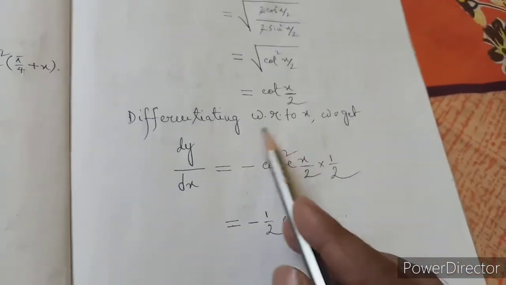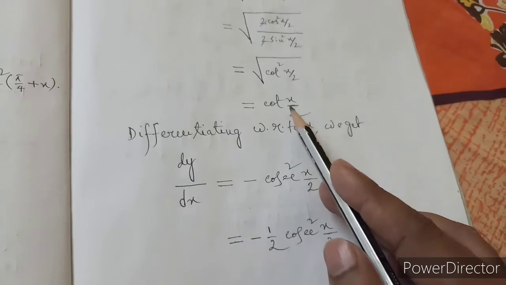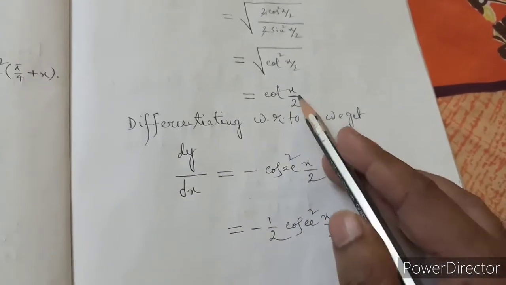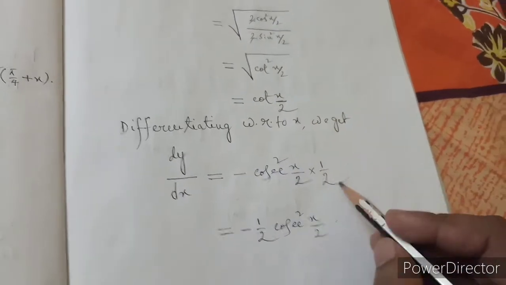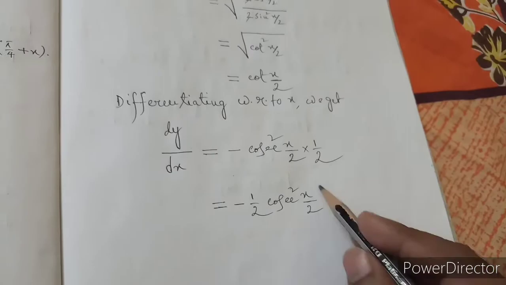Now differentiating with respect to x, we get dy/dx equal to derivative of cot x, which is minus cosec square x by 2, into derivative of x by 2, which is half. So the answer is minus half into cosec square x by 2.